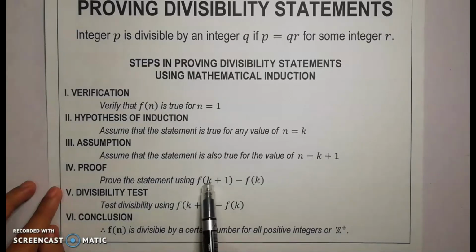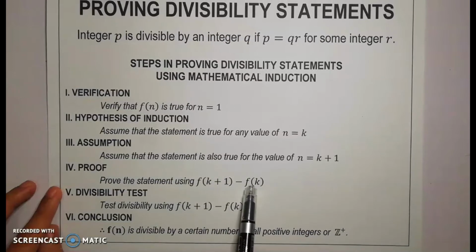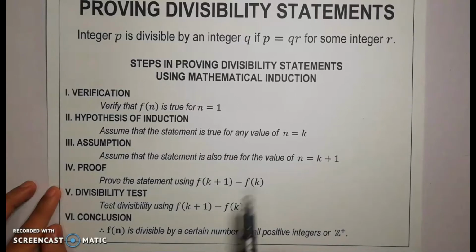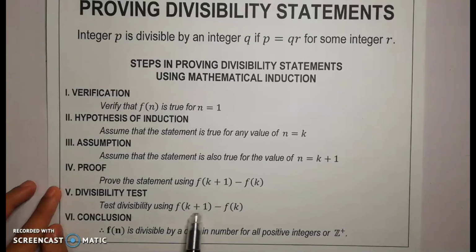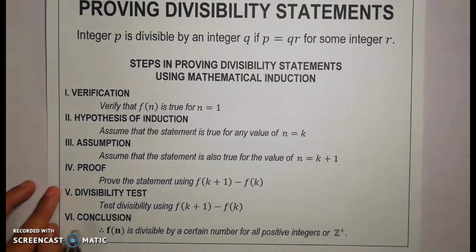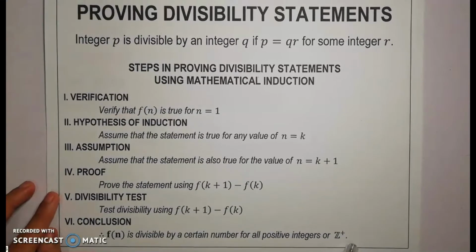However, for the proof, we need to prove the statement using f of k plus 1 minus f of k, and see the values that we will get from there. And we have added another step, which is the divisibility test, in which we use the values we get from step 4 and balance it out by adding f of k to both sides of the equation. And for the last part, the conclusion, we conclude that f of n is divisible by a certain number for all positive integers.